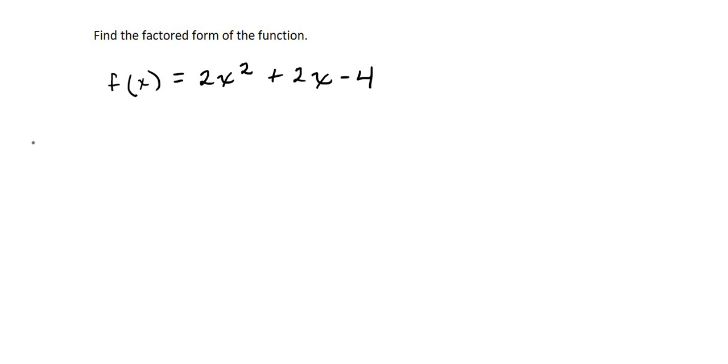In this video, we're going to be looking at finding the factored form of a function. I want to start off by looking at a quadratic because this we know how to factor. I would start off this problem by factoring out the greatest common factor, which in this case is 2. Once I have my greatest common factor factored out, then I can continue factoring.